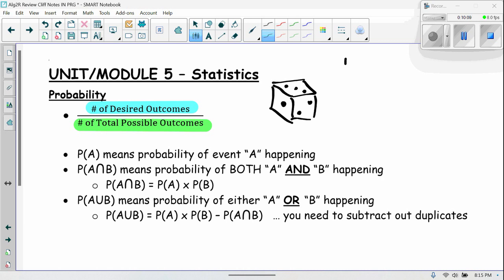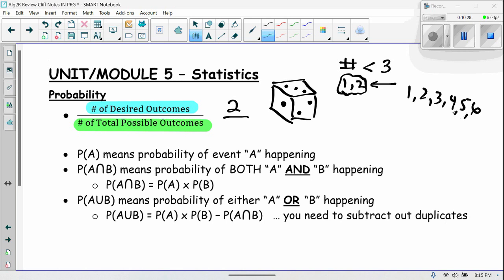and I want a number that's less than 3, that means either the number 1 or 2. These are my desired outcomes. I have 2 possible outcomes on the top. How many total outcomes are there? 1, 2, 3, 4, 5, or 6. I can get any one of those. Those are the total number of outcomes, but I only want the numbers that are less than 3. 2 out of my 6. Or in decimal, that's 0.33. Or you would say you have a 33% chance.